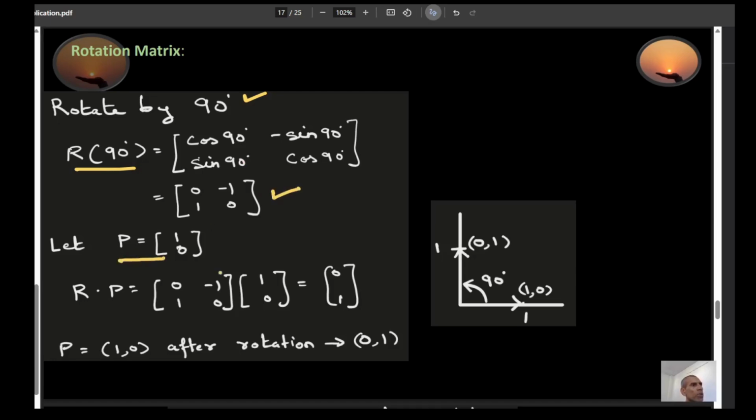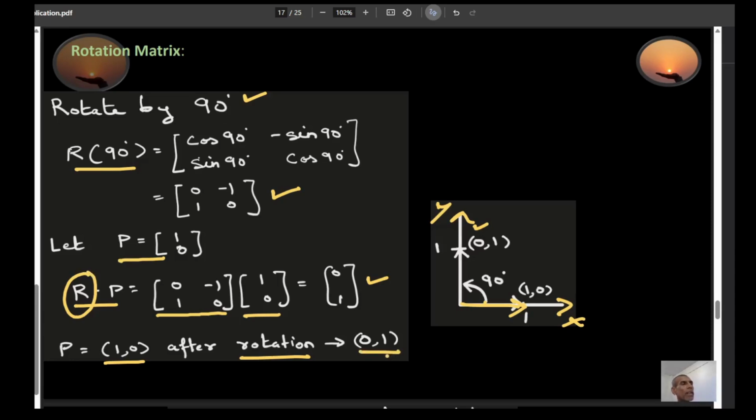Suppose your point P is 1, 0. That would be this right here. This is my vector 1, 0. And you multiply this by R. So I'm doing RP. You do your normal matrix multiplication, and this is your answer right here, 0, 1. So what just happened? This point 1, 0 turned into 0, 1, and you can see that it got rotated by 90 degrees. Your 0, 1 is along the y-axis right here. So this is my x-axis, and this is my y-axis. After multiplying with this matrix, your point 1, 0 has turned into 0, 1. It has rotated by 90 degrees.